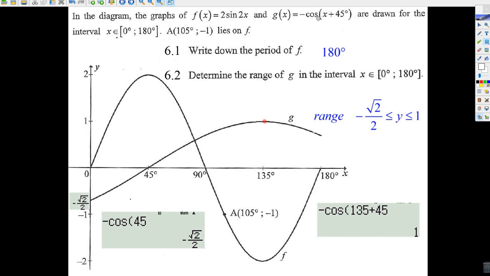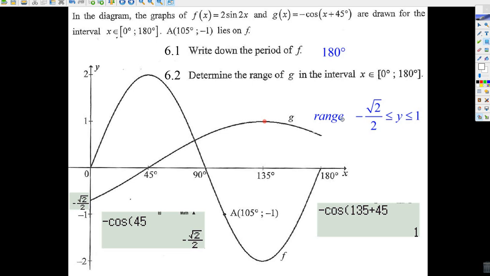And this one is cosine of x plus 45 degrees. It's a cosine graph that's been shifted to the left somehow, 45 degrees. But anyways, there we go. We're looking at it. Write down the period of this big function f. Well, that's the total distance it takes to go through a complete wave, 180 degrees.